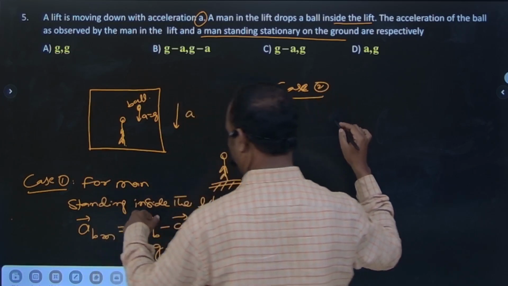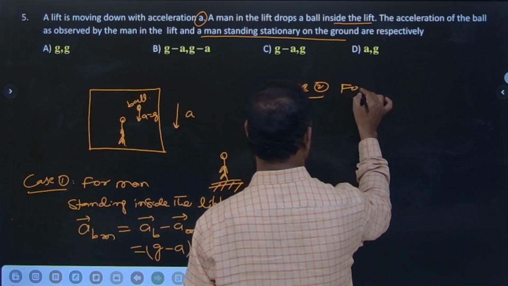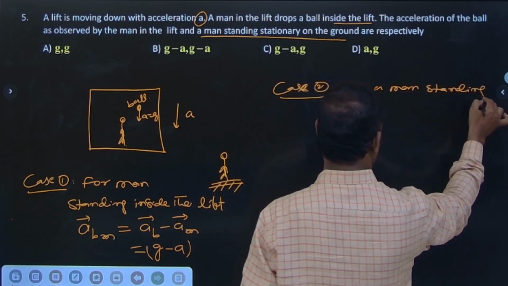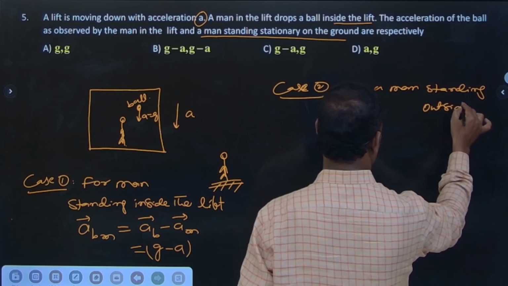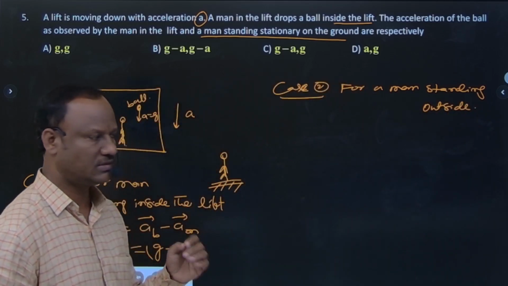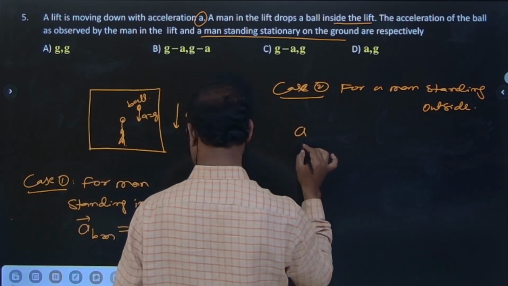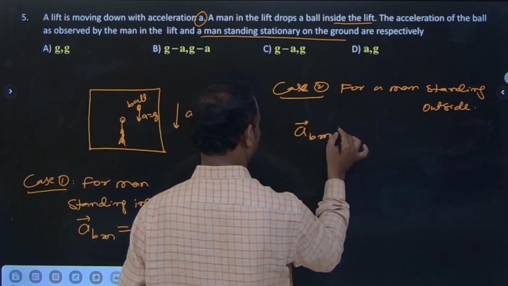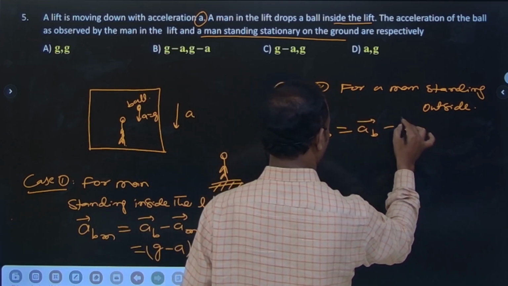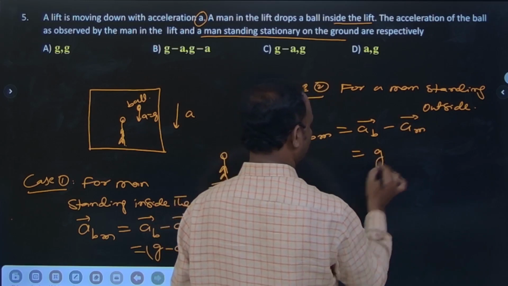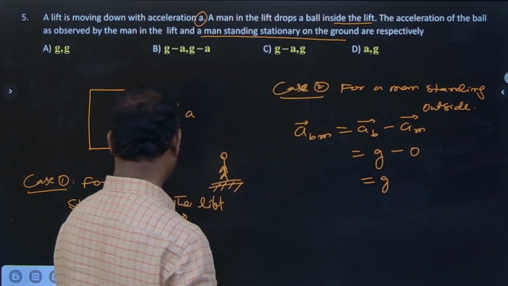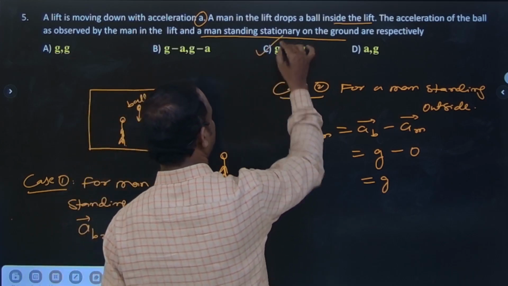Next, for case 2, for a man standing outside, what is the acceleration of the man standing outside? 0. So acceleration of ball with respect to man is equal to acceleration of ball minus acceleration of man. The acceleration of the ball is, as usual, g only. Man's acceleration is 0, so it's g. So your answers are g minus A and g. So this is the answer.